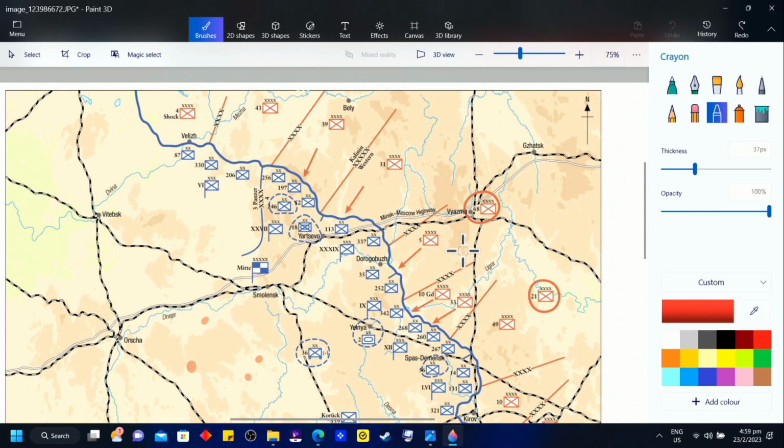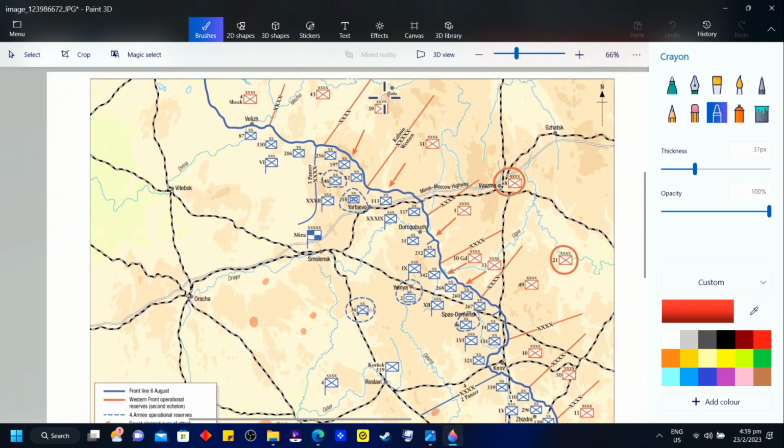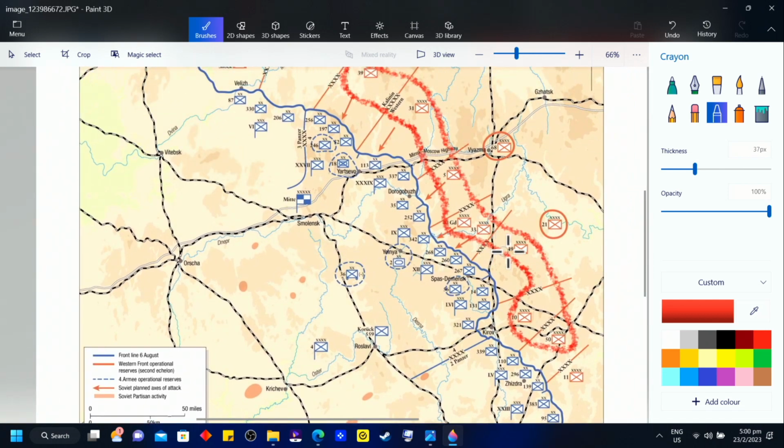So how he planned to do it is he will attack in 2 echelons. This is, I believe, the first echelon of the attack wave. Then they also have their own operational reserve, which will be the second echelon. So they will first attack with the first echelon, then they will commit the second echelon after a breakthrough was achieved.